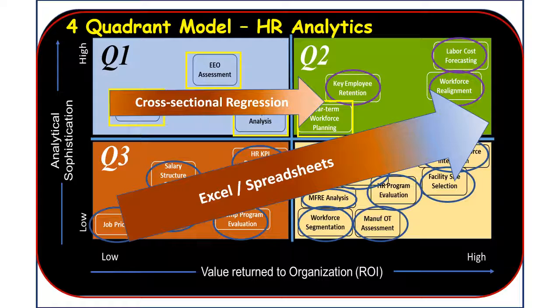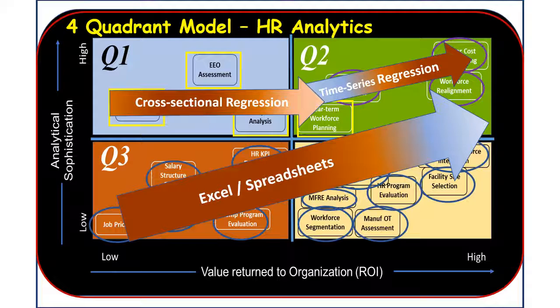Cross-sectional regression, depending on management and regulatory focus, sits squarely in Quadrant 1, but also could be in Quadrant 2. This type of analysis requires specialized training. Commercial tools like SAS or the R programming language are certainly appropriate tools, but Excel's Data Analyst add-in is also a perfectly reasonable analytical tool.